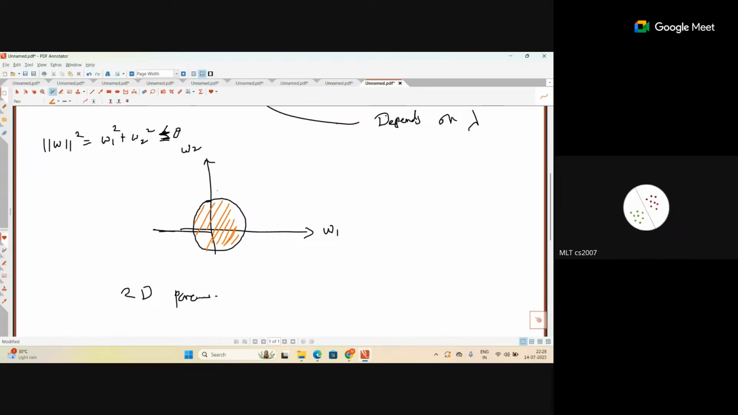Got it? But the W hat ML, which was the estimator for the original linear regression problem without the constraint, will that be inside this region, or outside? It will be outside, correct? W hat ML.